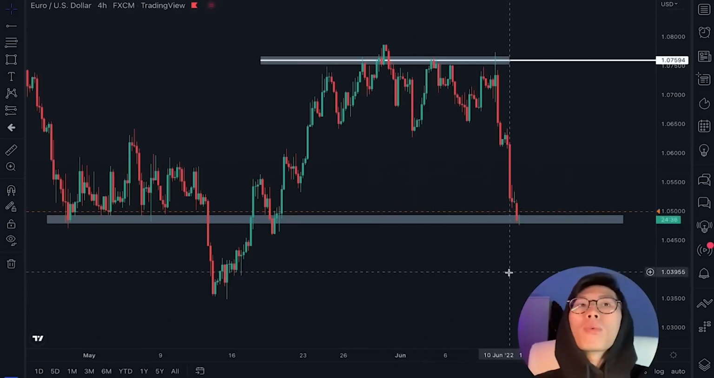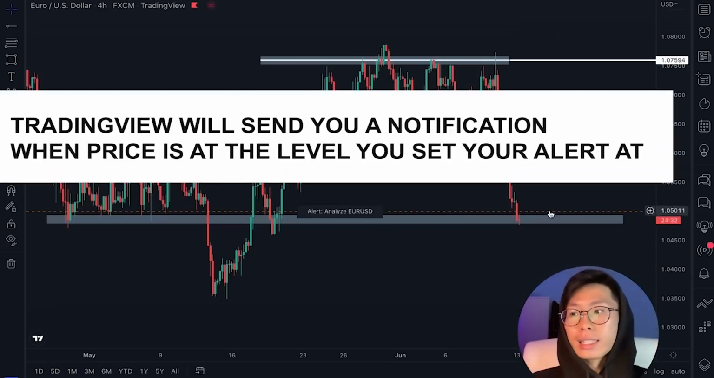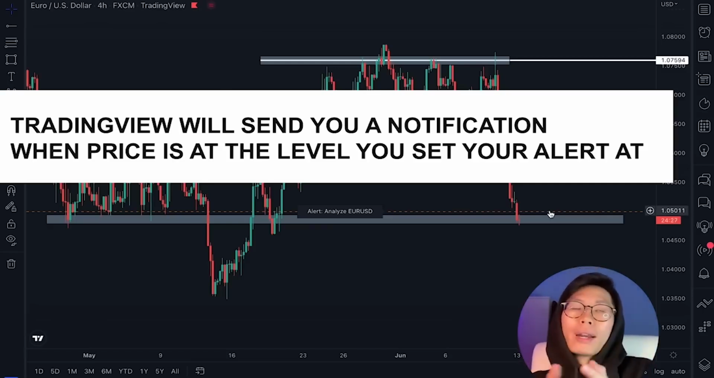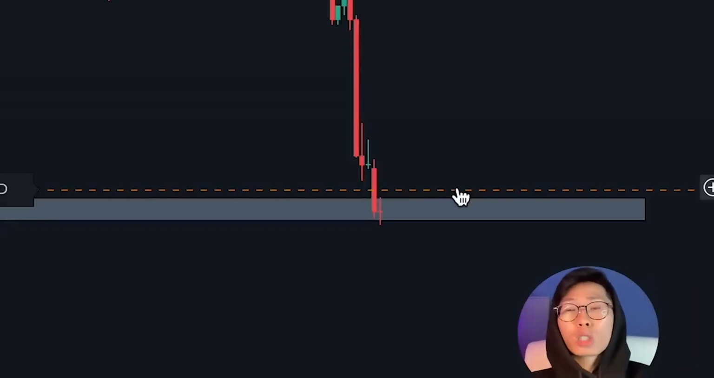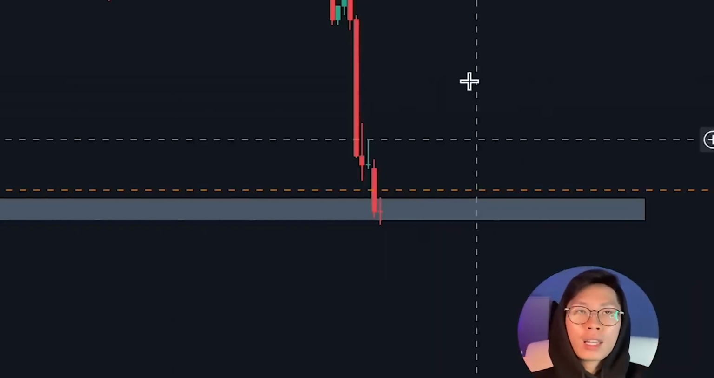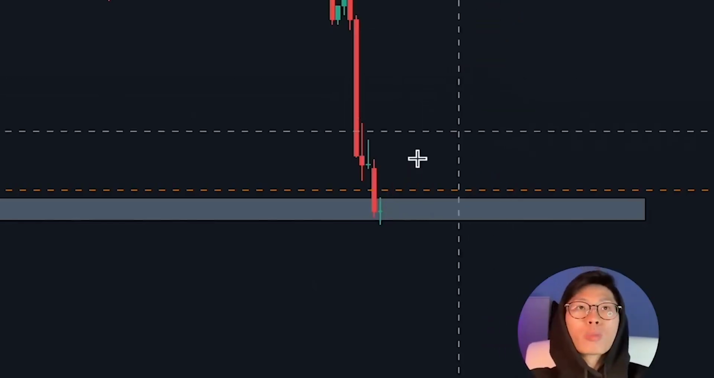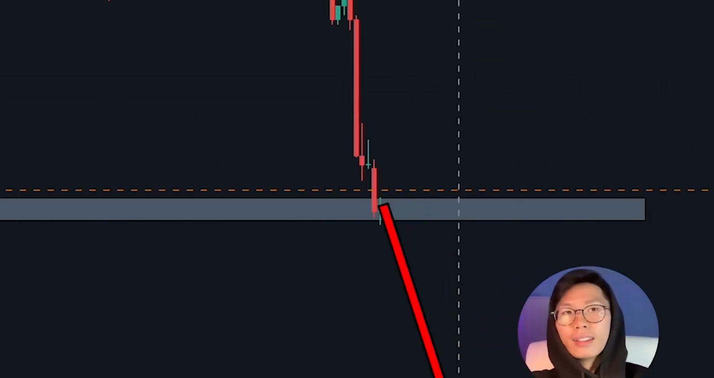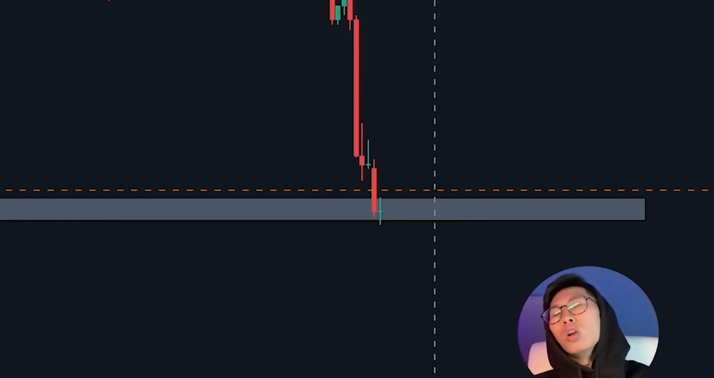When price comes here to touch this level, TradingView will send you a message or an email telling you that right now Euro USD is at this level. When you get the message, you can open up your device, whether it is your laptop or your phone, and see what the next few candles form at this key level. Is price reversing and heading back up, or is price going to break past this key level? And then you can trade from there. So that is a tip that you can use to save a lot of time.